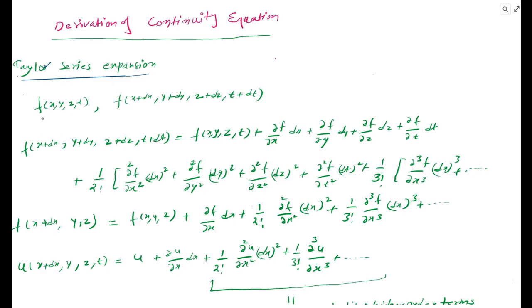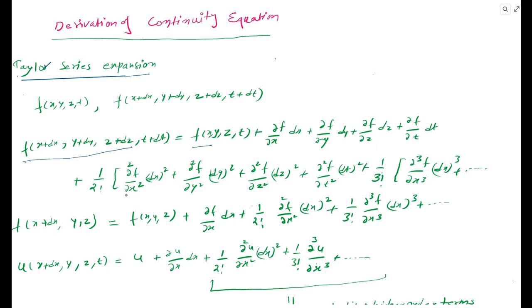If we have a function f of space and time at a point x, y, z, and t, then at a nearby point x plus dx, y plus dy, z plus dz, and t plus dt, when we expand this function, we will get this. This is called the Taylor series expansion.